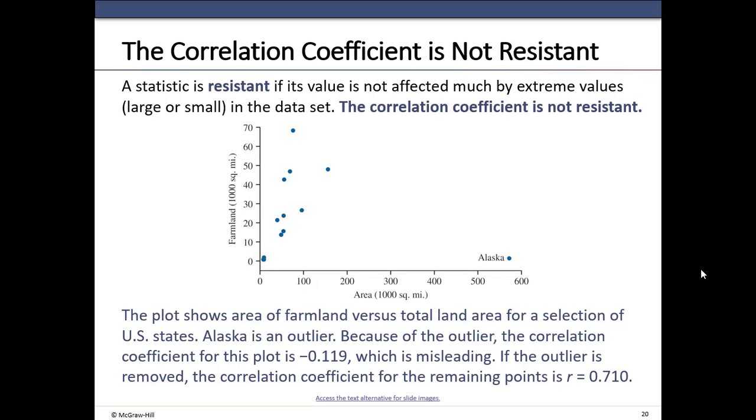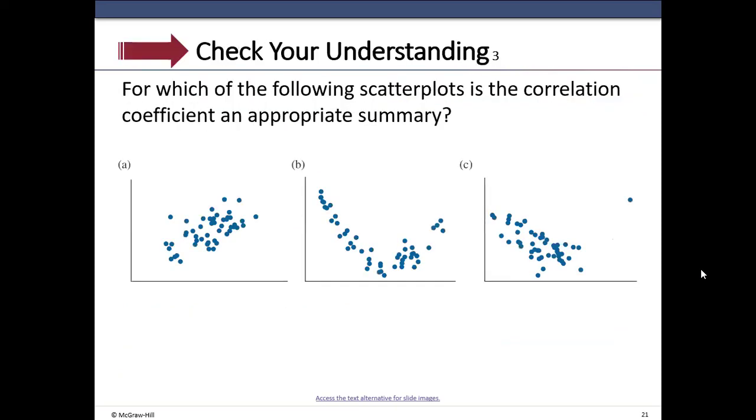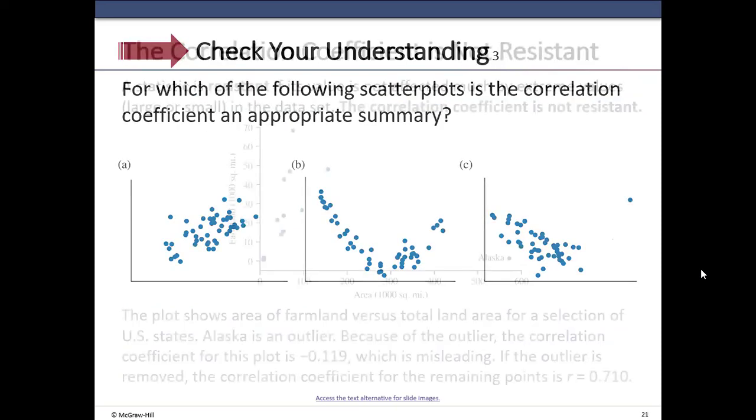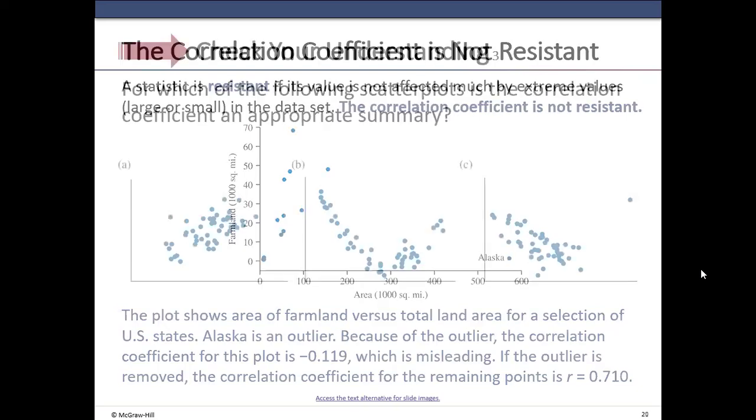Alaska is an outlier. Because of the outlier, the correlation coefficient of this plot is -0.199, because of Alaska going down the hill, but it is an outlier, which is misleading. If the outlier is removed, that is, you remove Alaska, then the correlation coefficient becomes 0.71. Okay. So what do we do if we have outliers? The rule of thumb: remove the outlier and redo the calculation for R.